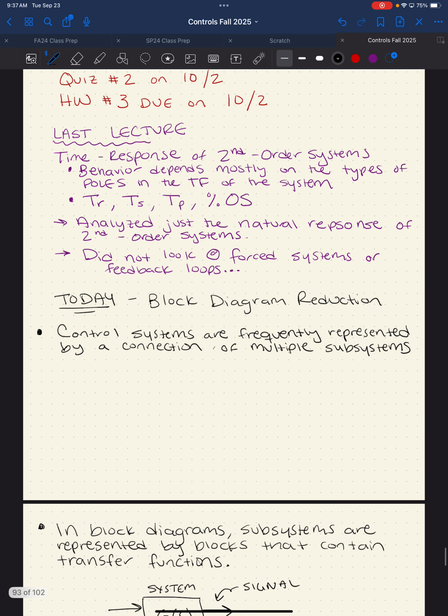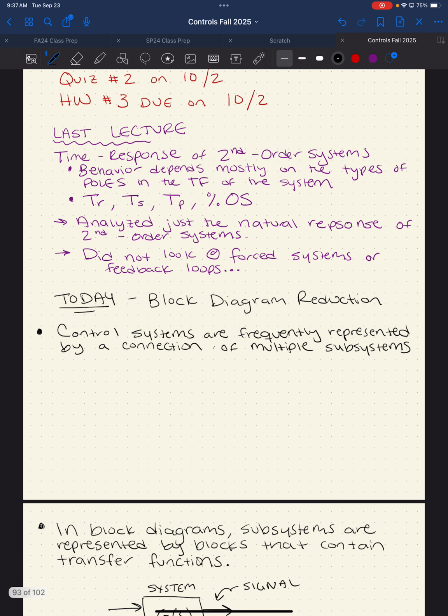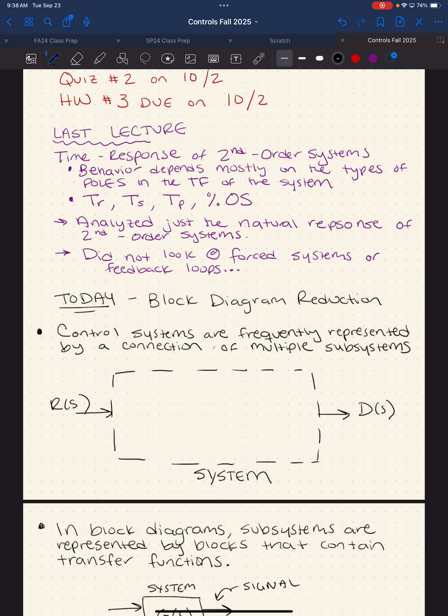Let's see what we mean by that. So we're used to seeing the most simple feed forward block diagram as an input, some system block. Here I'm drawing a massive system block. So we have some input, R of S, some output, maybe we'll call it D of S just to be special for today. And we've got some system block. So this is what we're used to seeing.